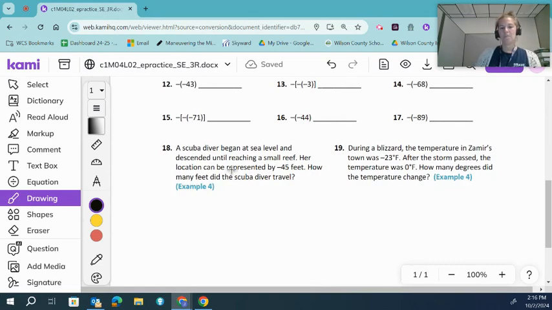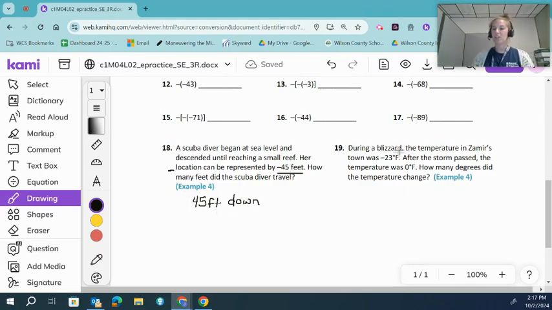One more example here. A scuba diver began at sea level and descended until reaching a small reef. Her location can be represented as -45 feet. How many feet did the scuba diver travel? Her location is negative 45 feet, but she traveled 45 feet down, right? The direction she traveled was down, but she traveled a total of 45 feet. So again, this is talking about absolute value.